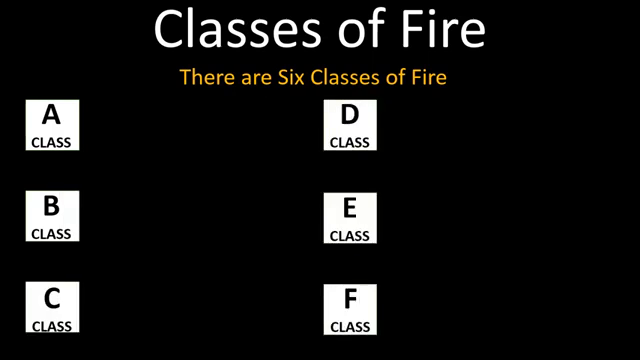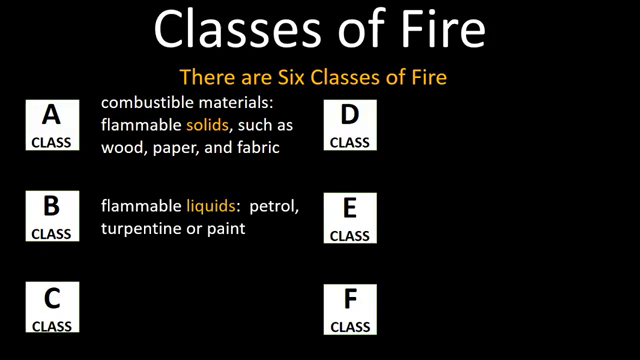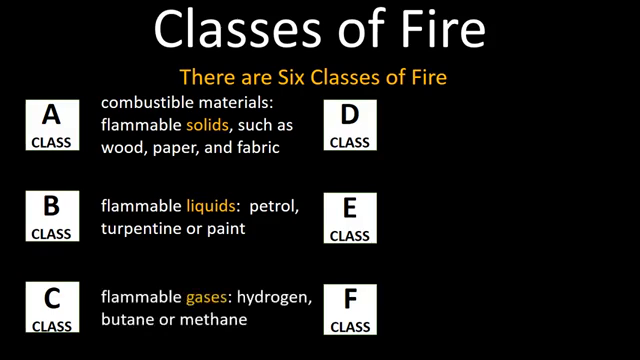Class A fire consists of combustible materials such as flammable solids, wood, paper, and fabrics. Class B includes flammable liquids such as petrol, turpentine, or paint. Class C includes flammable gases such as hydrogen, butane, or methane.